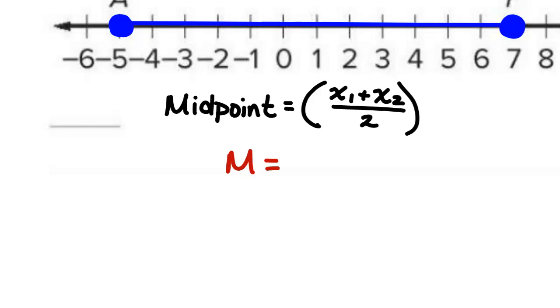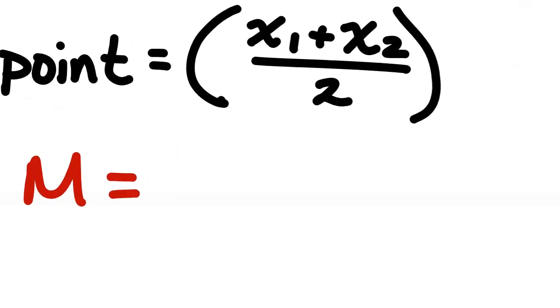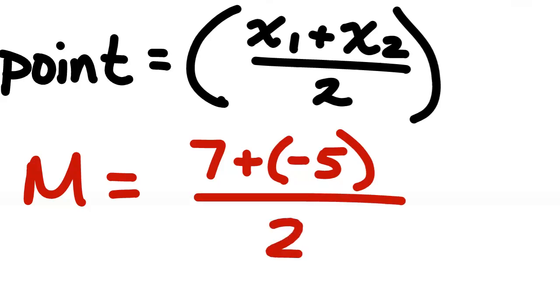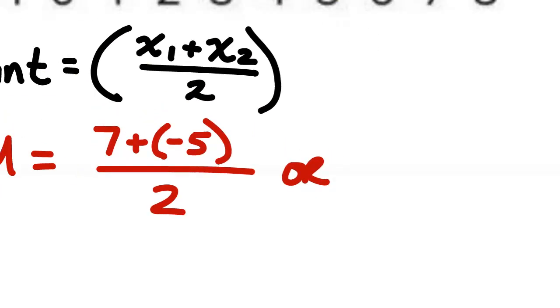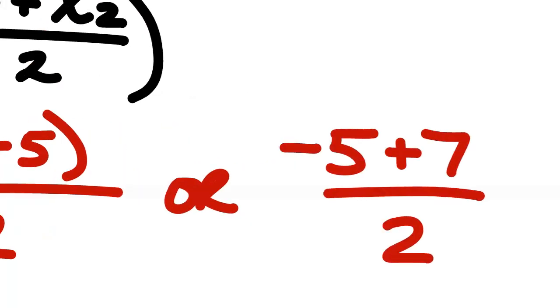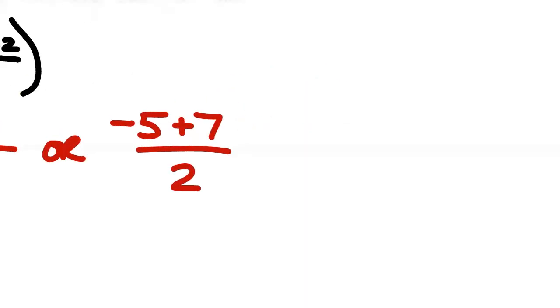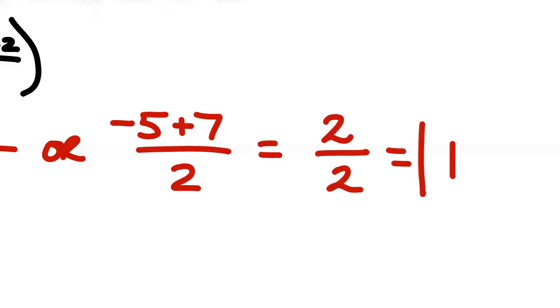Does anybody have an answer that they're comfortable sharing? 1. Talk to me about how to set this up. What would my numerator look like? There's 2 possible right ways that my numerator could look. Yes. 7 plus -5 over 2. Or what's the other possible correct way that you could set this up? -5 plus 7. Either one of those would be correct. No matter which way you set it up, 7 plus -5 or -5 plus 7, what do you get when you simplify that? 2. So we'd have 2 over 2, which simplifies to 1.